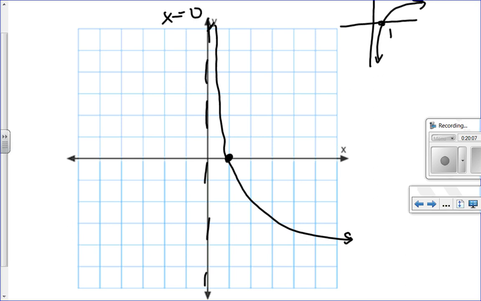So I am not looking for perfection. I'm just looking for a sketch. You can label the asymptote, you can label the x-intercept, and of course label the graph. So this would be negative ln x.